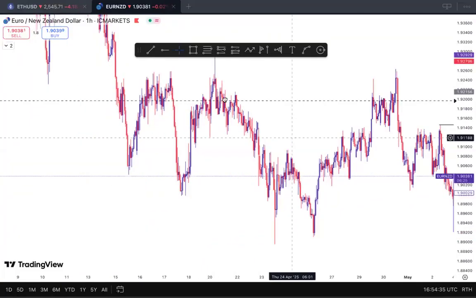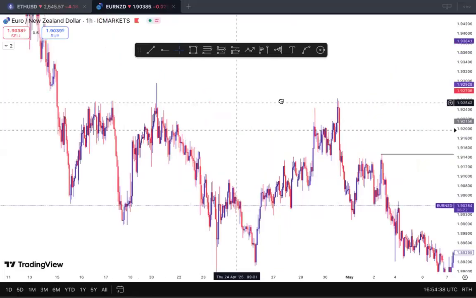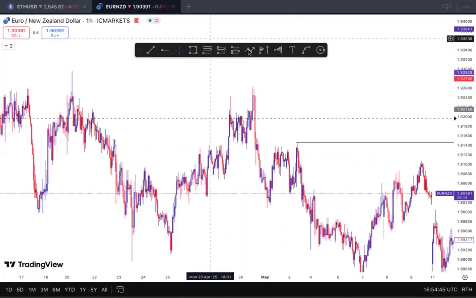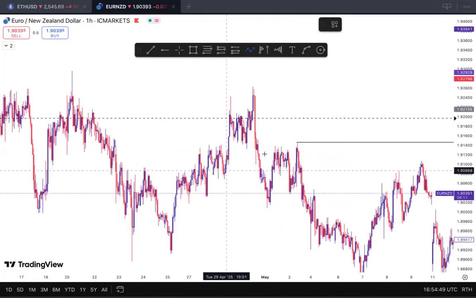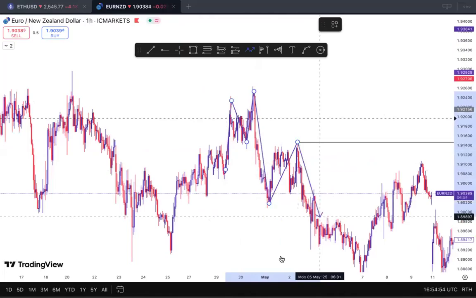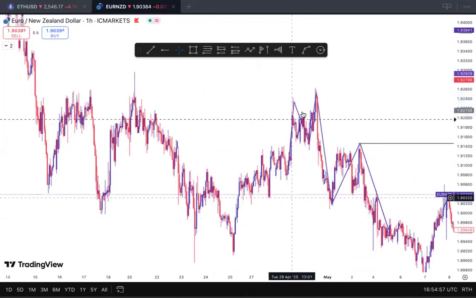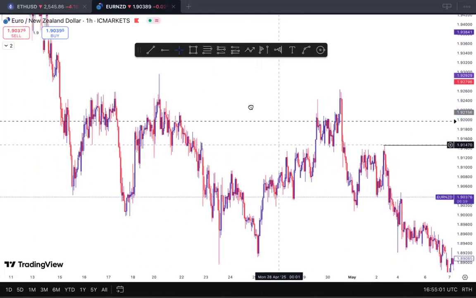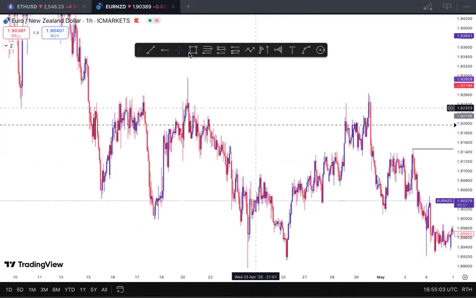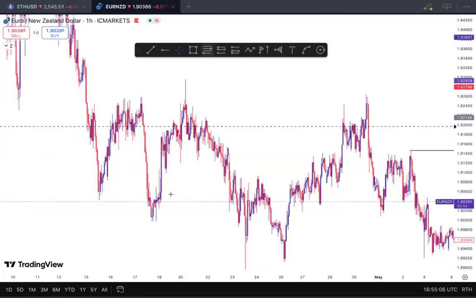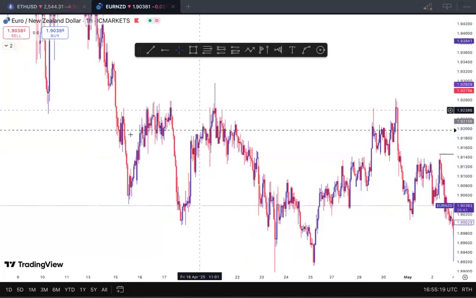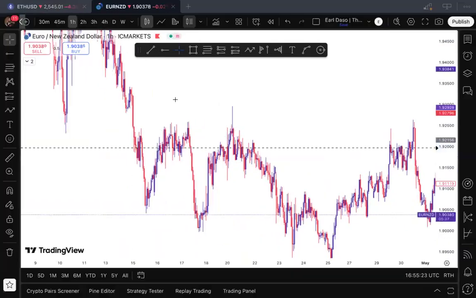Okay, so can you see? Here we have structure. Look at this structure here. Can you see this? Good. Now, we have this structure. And this is also structure. This one here. This is also structure. Can you see this? So this is also structure. Good. But then you can see that price reacted at the support.